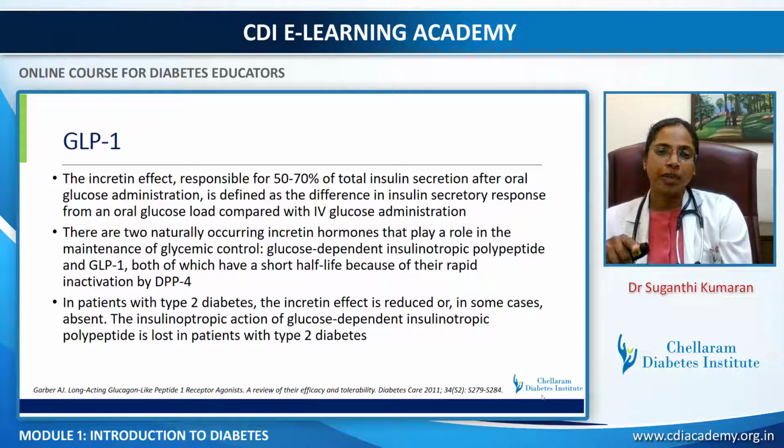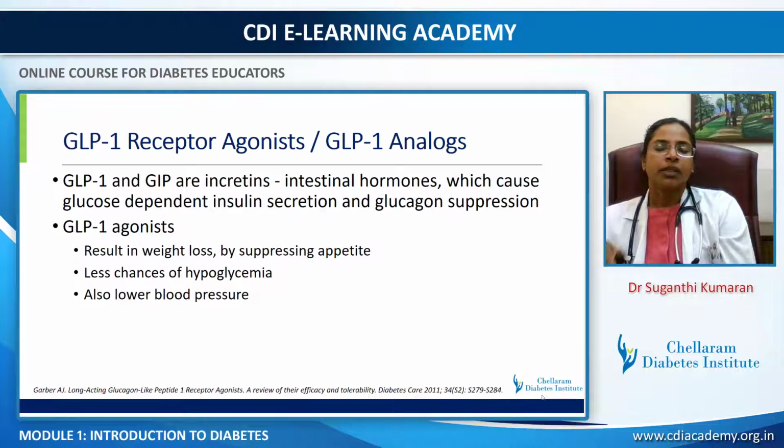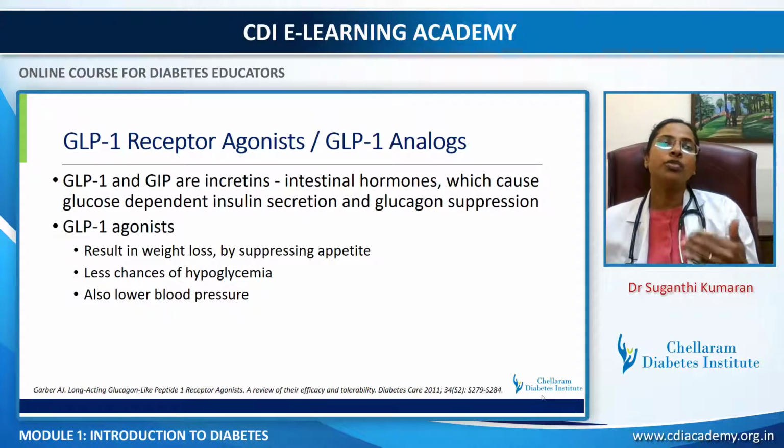So in patients with type 2 diabetes, the incretin effect is reduced or in some cases even absent. The insulinotropic action of glucose-dependent insulinotropic polypeptide is lost in type 2 diabetes patients. GLP-1 receptor agonists or GLP-1 analogs are incretins or intestinal hormones which cause glucose-dependent insulin secretion and glucagon suppression. As we know, glucagon produces increased sugar. When you suppress the glucagon, the level of the sugar goes down.